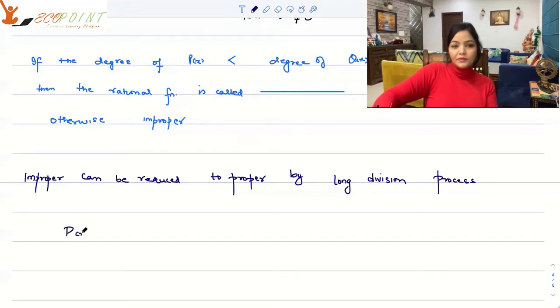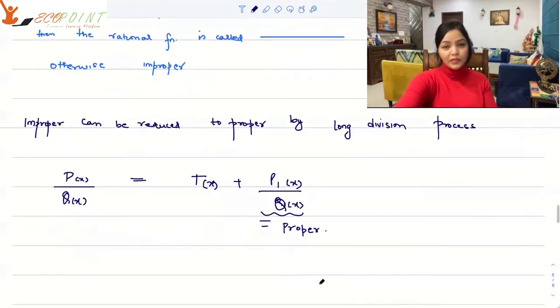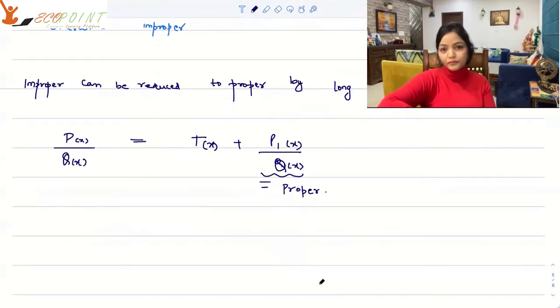So what's going to happen is your P(x) upon Q(x), when it is improper, will turn out to be, with long division, some function T(x) plus P1(x) upon Q(x). P1 is a new function in the numerator, and P1 upon Q(x) will actually be proper. So if P(x) upon Q(x) is improper, when you use long division and convert it, this is what you will get. You can get a proper fraction.